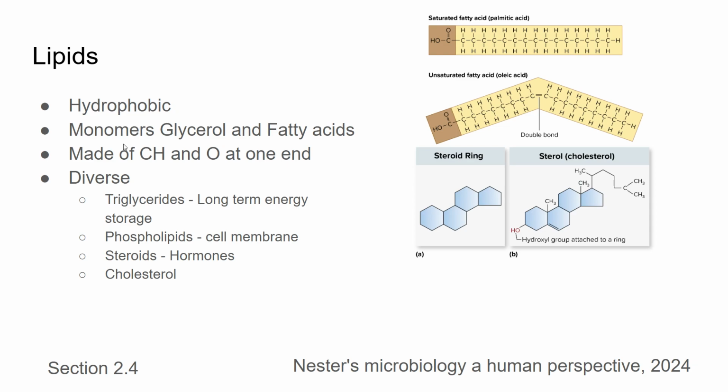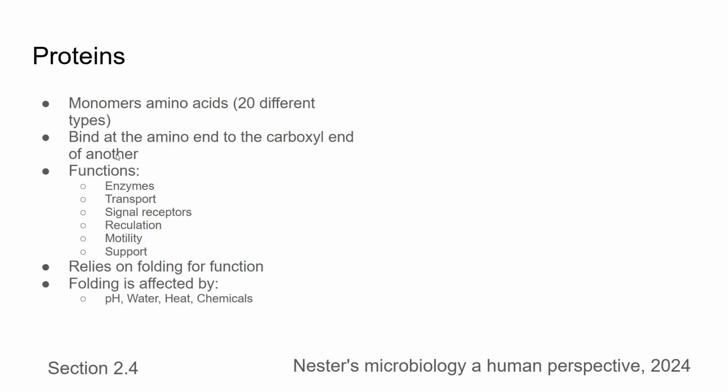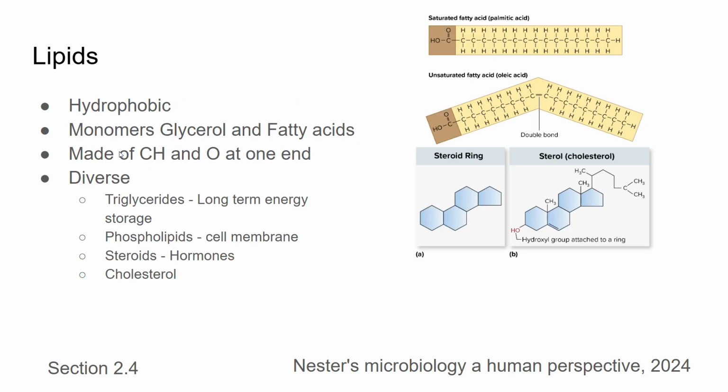The monomers are typically going to be glycerol and fatty acids. Now, something special is that glycerol is actually a small, tiny type of sugar, and fatty acids are just long chains of hydrocarbons, or hydrogens and carbons. So the crazy thing here is these are actually very different molecules, but we still classify them as a macromolecule because they function similar to one. So lipids are going to be mostly made of carbons and hydrogens, and they're going to have oxygens at the end of those fatty acid chains.